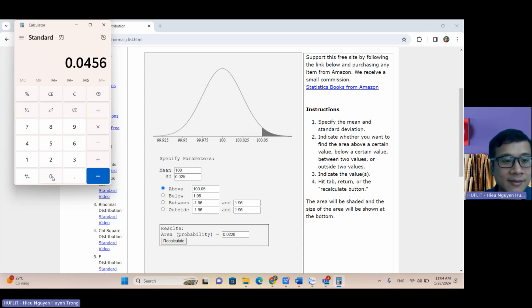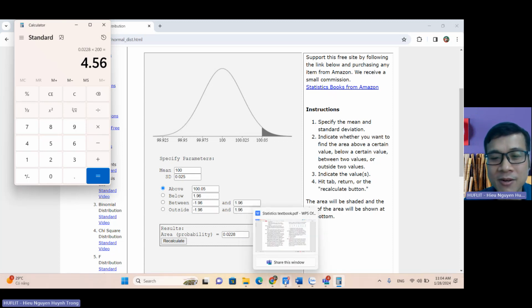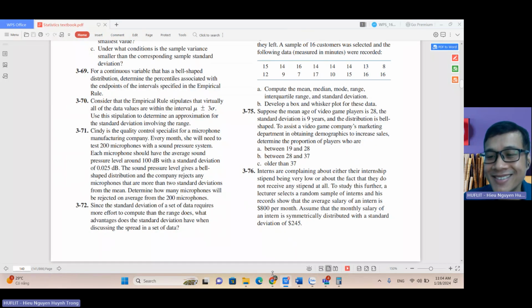My mistake. 0.0228 times 200, and then you have 4.56, or you can round it up to 5. So the answer will be 5 microphones. You can go back and note the answer for this exercise. Up to this part, do you have any questions? Anything not clear?